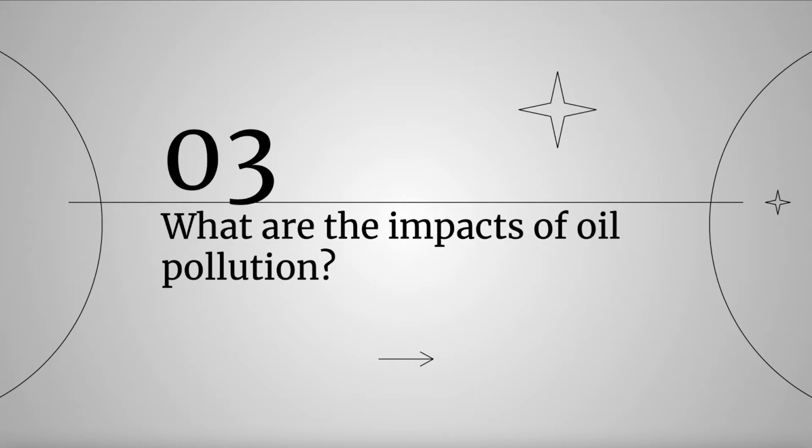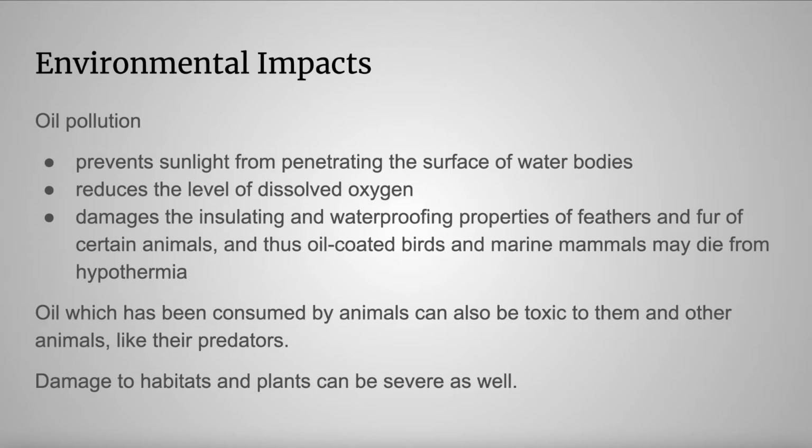What are the impacts of oil pollution? For environmental impacts, oil pollution prevents sunlight from penetrating the surface of water bodies, reduces the level of dissolved oxygen, and damages the insulating and waterproofing properties of the feathers and fur of certain animals. And thus, oil-coated birds and marine mammals such as seals may die from hypothermia due to losing the protective capabilities of their coats. Oil which has been consumed by animals can also be toxic to them and to other animals such as their predators. Damage to habitats and plants is severe as well.